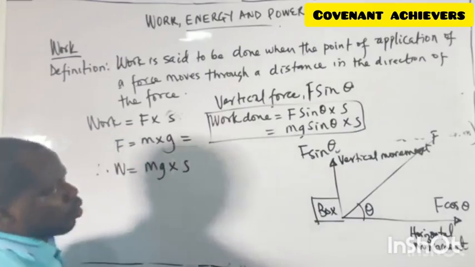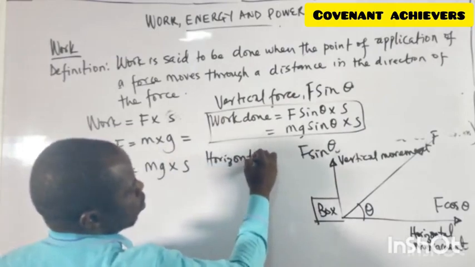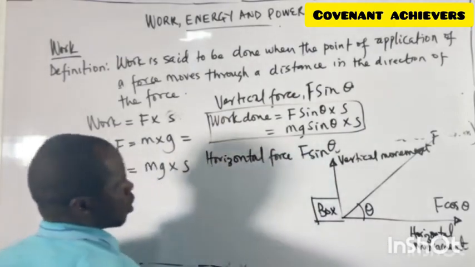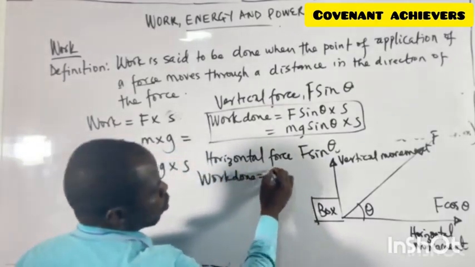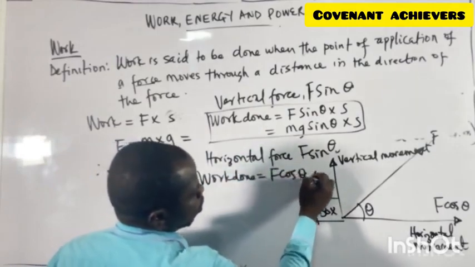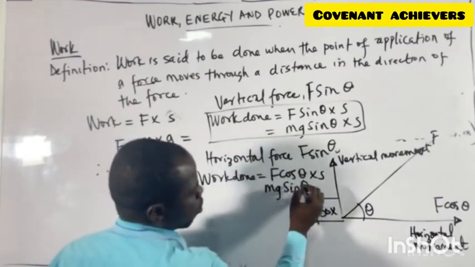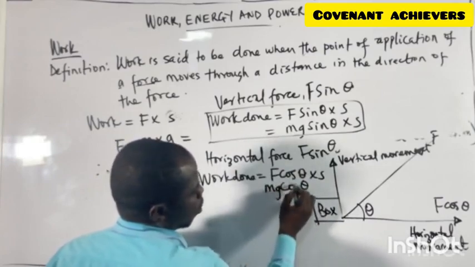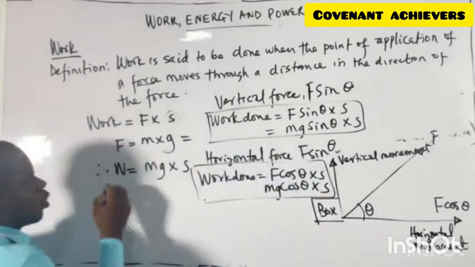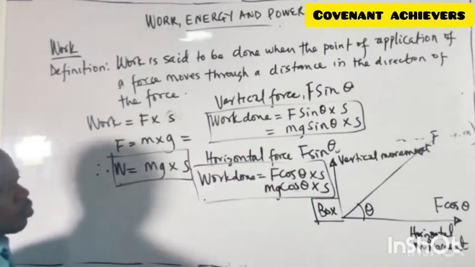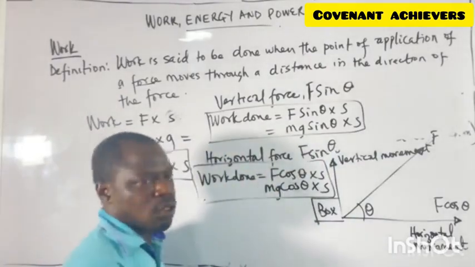And also, when you look at the horizontal force, in that case, you can see that the work done is equal to F cos theta times distance, which is also equal to mg cos theta times distance. Also, let's take note of that formula, even with what we have explained here as well. All these are what we are going to apply when we are solving questions under work.